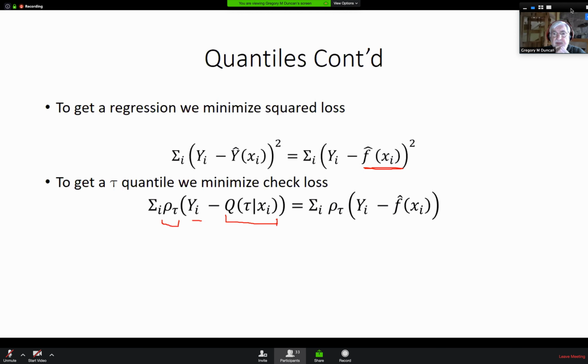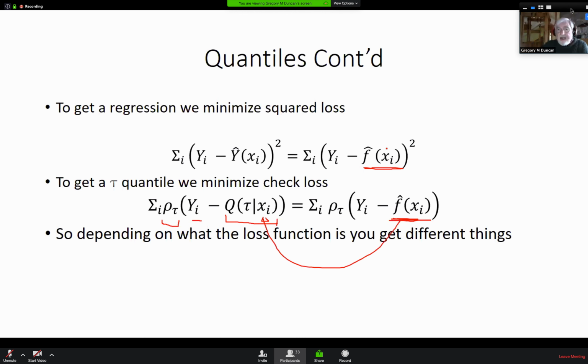So depending upon what the loss function is, you get different things. In the regression case, when I summed over squared loss and found the function that minimized that, I ended up with a regression, or an estimate of the expected value of y given x. With a quantile, when I minimize with respect to check loss, I get something entirely different. And so oftentimes your model will depend upon what your loss is.